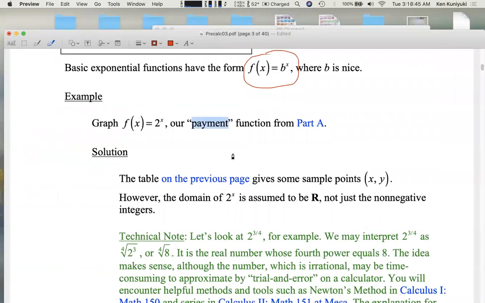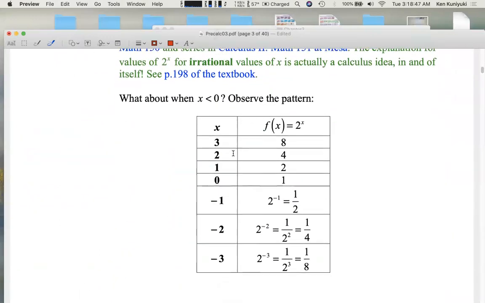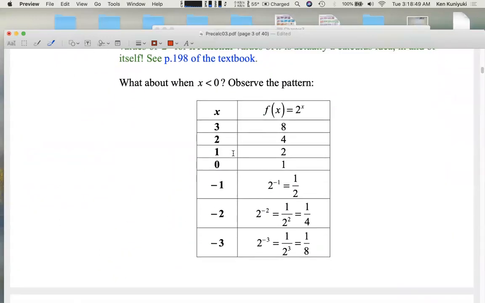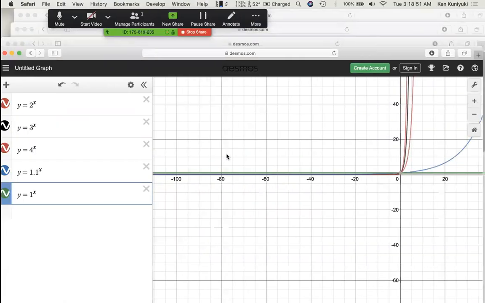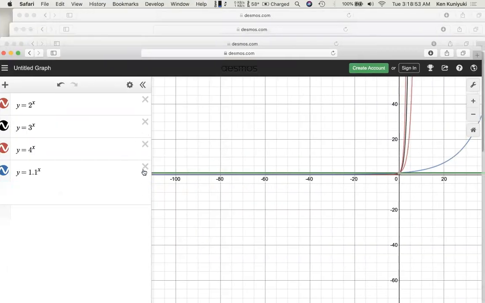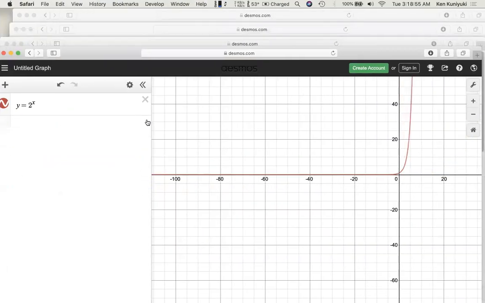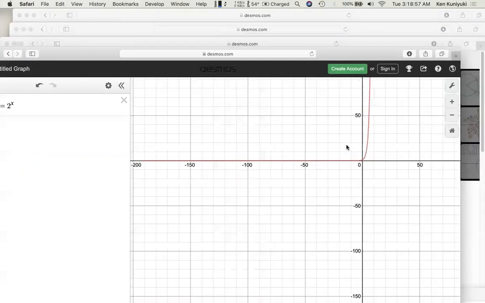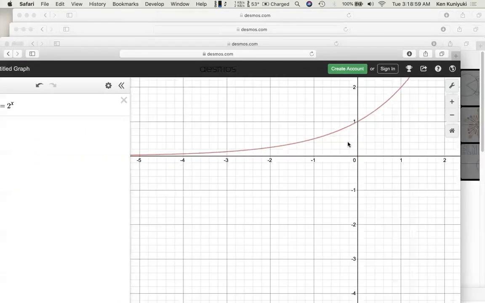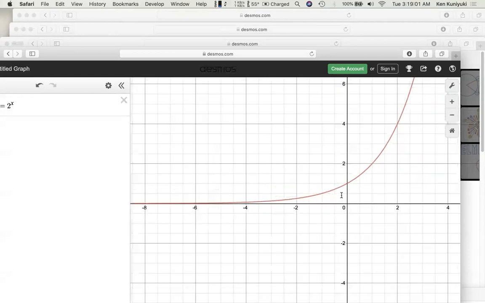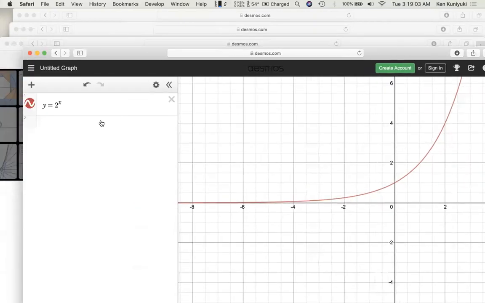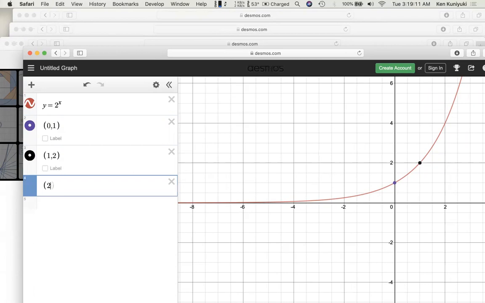Okay. Now let's talk more about this J curve. I'm going to clean this up a bit, and let's zoom back in. So let's say that we have y equals 2 to the x. Well, we know that 2 to the 0 is 1, 2 to the first is 2, 2 to the second is 4.